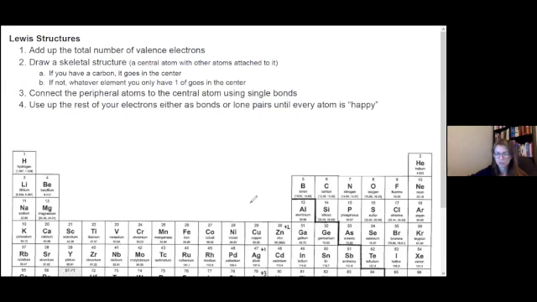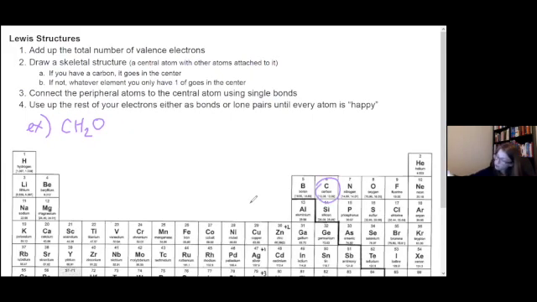Before we look at a bunch more examples, I want to tell you about the exceptions to this every atom being happy thing. We had said that every atom wants 8. That's a full outer shell. Some exceptions you need to know: hydrogen, beryllium, boron, and aluminum. These ones, to be happy, don't need 8 electrons. Hydrogen only wants 2 electrons. Beryllium wants 4. Boron and aluminum want 6. So when you're going through your Lewis structure and you're checking, is everybody happy? For these ones, you're not trying to get to 8. Let's look at another example.